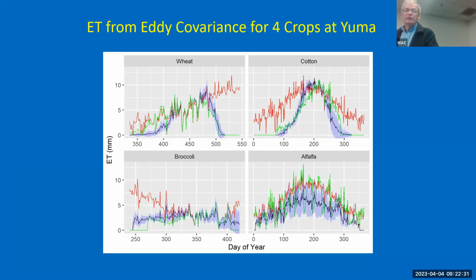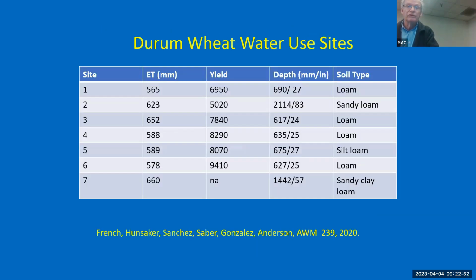It shows that during the middle of the season there's very predictable daily water use. But there's variability in the beginning, when the crop is planted in late December or early January, and in the final part of the season, when the crop has senesced. We can measure that with eddy covariance, and these are the results that you get.